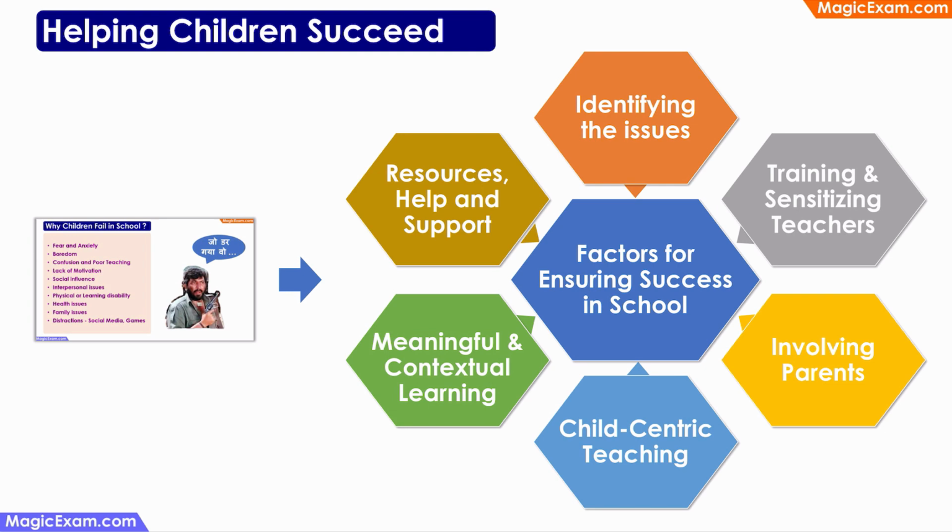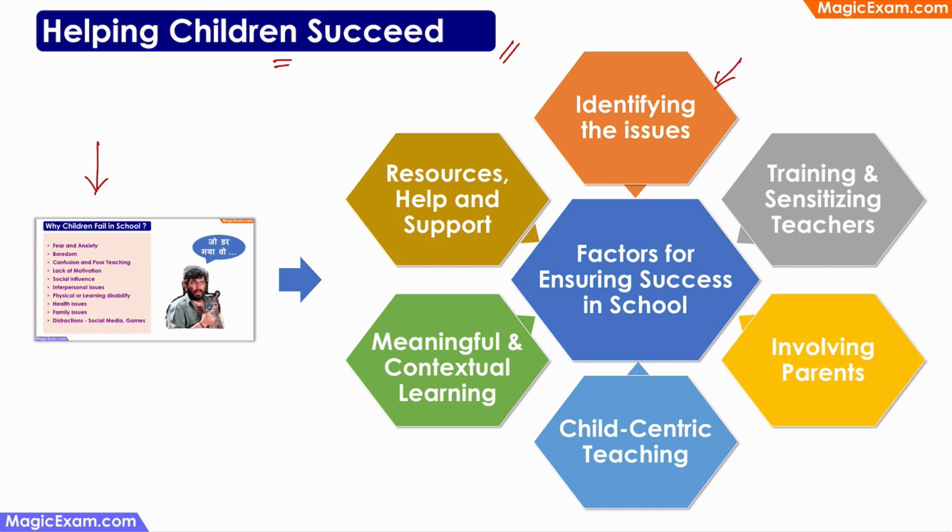Next, let us look at how can we help children succeed in school. Now, we have already discussed what are the reasons due to which children fail in school. So if we know the reasons as to why children fail in school, then we should be able to address those reasons and help the children succeed in school. So the first step is to identify the issue, because every child is different, every learner is different, which means that the reasons for failure can also be different for each child. So we have to make a conscious effort to identify the specific reason for failure for every child, and only then we'll be able to address it and fix it. So identifying the issues is the first step.